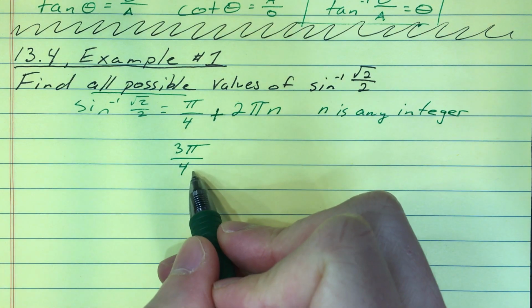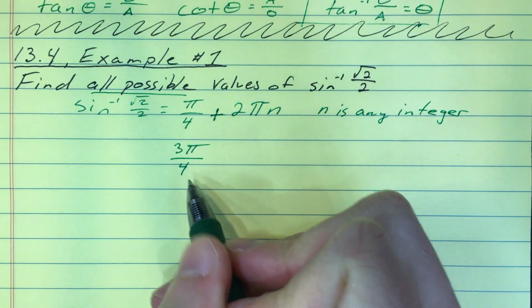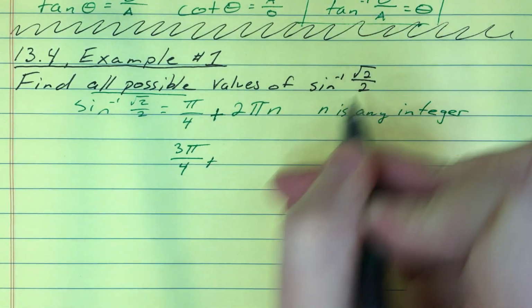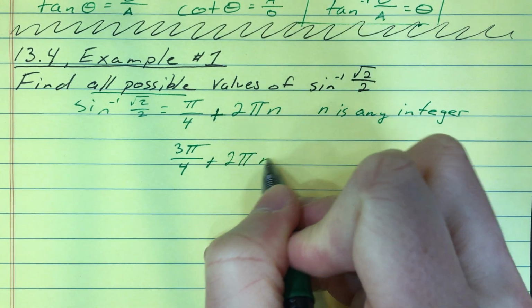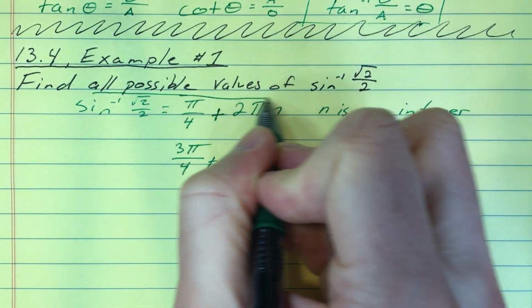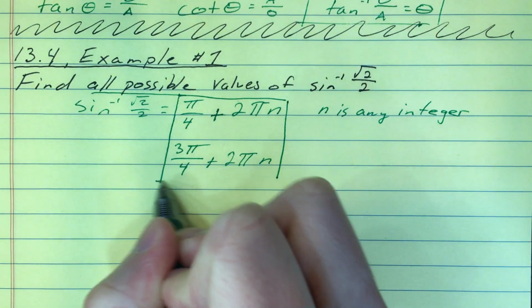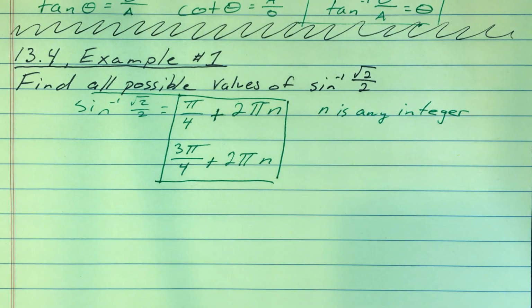And so we'll do the same thing with our 3 pi over 4. That's our first angle, but if we went all the way around the circle, we'd end up in that same spot, giving us the same y value. So it's another possible answer. So adding 2 pi n, this whole thing here, that's our final answer. Now again, that's for radians. If we wanted to do degrees, it'd be a pretty similar process.